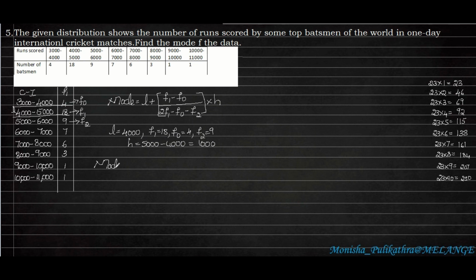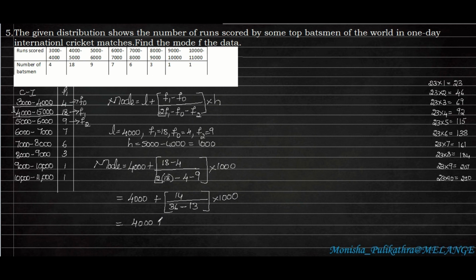It will become mode is equal to lower limit 4000 plus F1 is 18 minus F0 is 4 whole divided by 2 into F1 is 18 minus F0 is 4 minus F2 is 9, into the class size H, which is 1000. So we need to calculate these things now. So 4000 plus 18 minus 4 is 14, 2 into 18 is 36, minus into minus is plus, like signs means we need to add it, 9 plus 4 is 13, and the larger number's sign we have to write, into 1000.